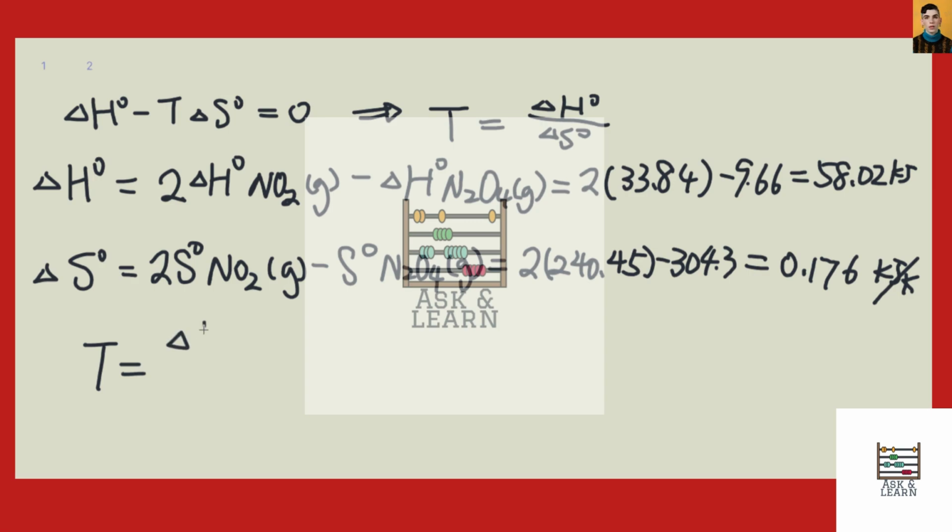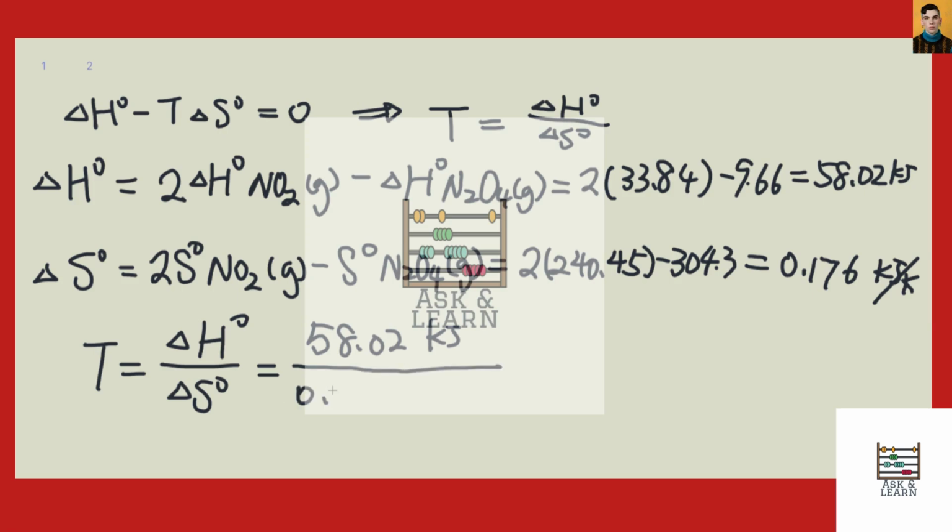So now we can calculate the temperature. That is equal to delta H0 divided by delta S0, which is 58.02 kilojoules divided by 0.176 kilojoules per Kelvin. That will be equal to 328.5 Kelvin. So this is the temperature for part A.